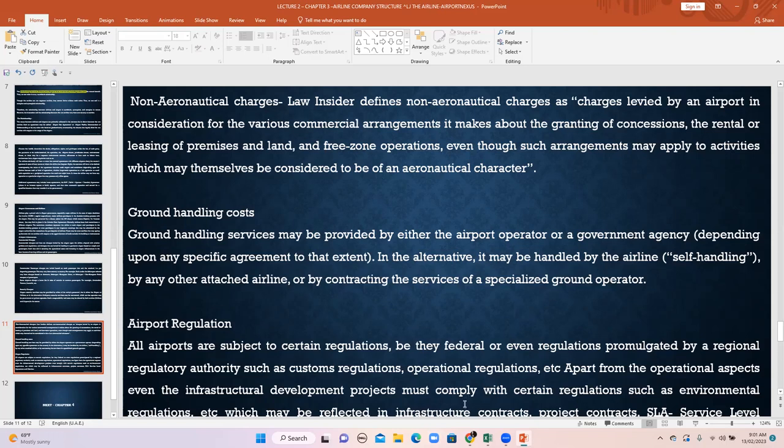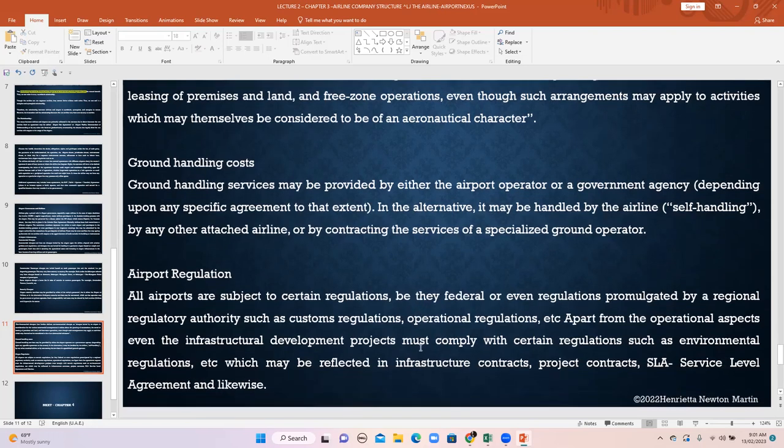Next is ground handling costs. Ground handling services may be provided by either the airport operator or a government agency, depending upon any specific agreement to that extent. In the alternative, it may be handled by the airline itself, that is self-handling, or by any other attached airline, or by contracting the services of a specialized ground operator.